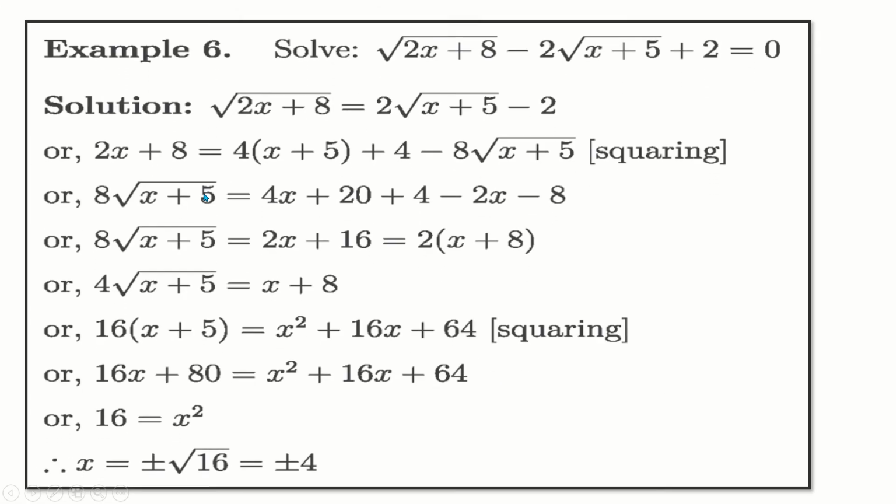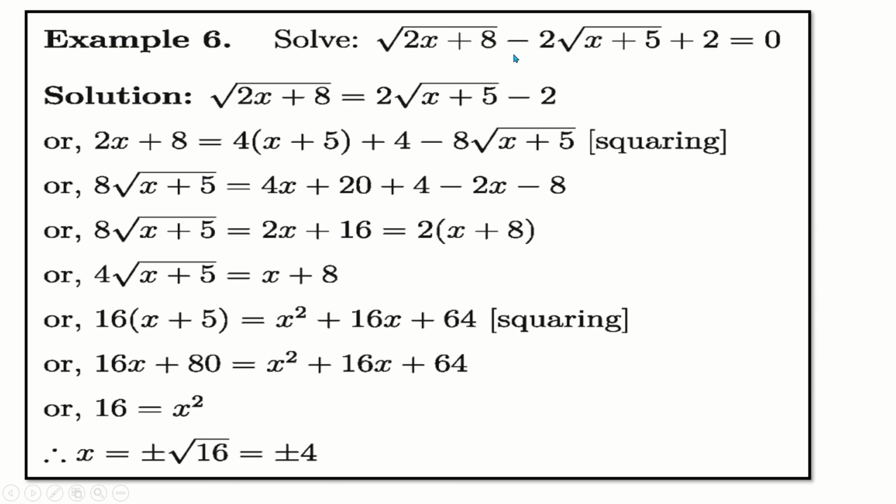Now number 6, same math. This is the given condition. Now this converts into the right side, here will be plus and here will be minus. Now squaring on both sides, here will be 2x plus 8 and here will be 4 into x plus 5 plus 4 minus 8 into square root over x plus 5. Just calculation, and finally we will get this.